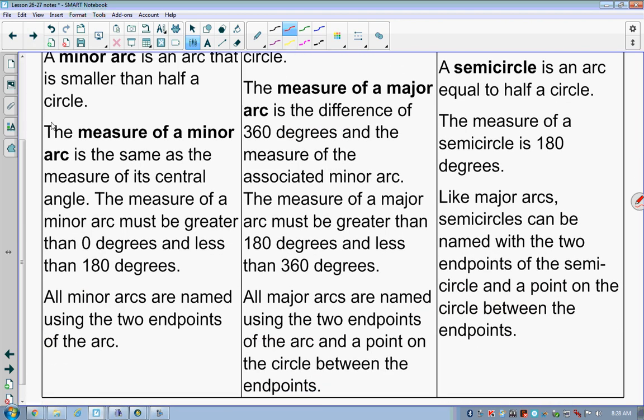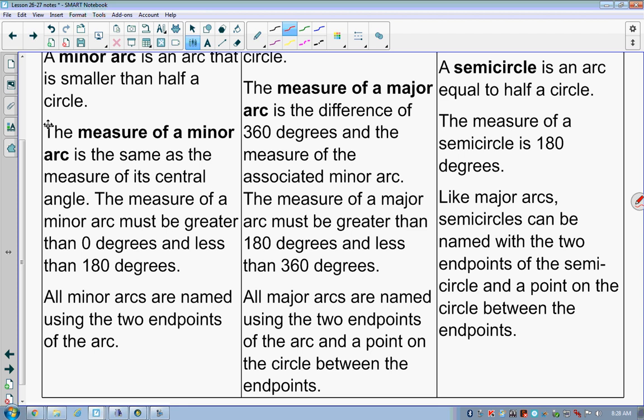So the measure of a major arc is the difference of 360 degrees and the measure of the associated minor arc. The measure of a major arc must be greater than 180 degrees but less than 360. Less than 360 because that's the max number of degrees in a circle.